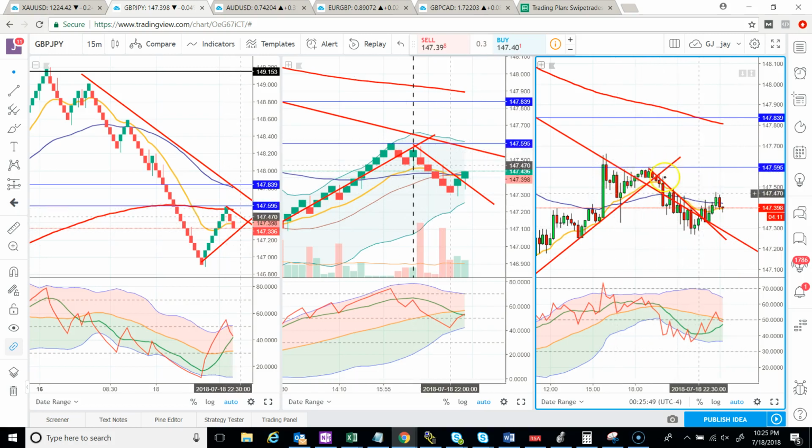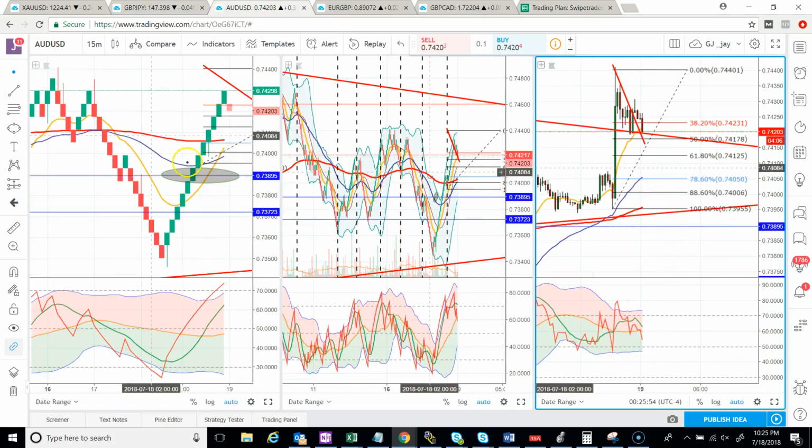But it's been staying in these upper quadrants. So that's something else I'm going to teach you guys. Now here we have AUD USD, Australian dollar and US dollar.